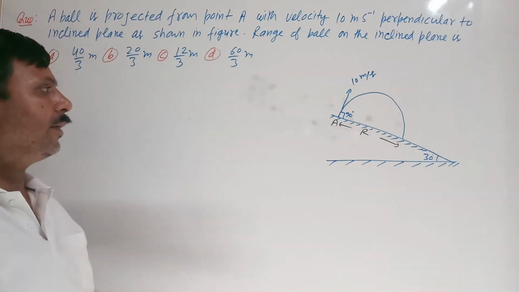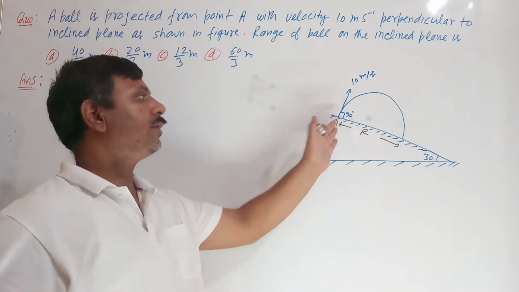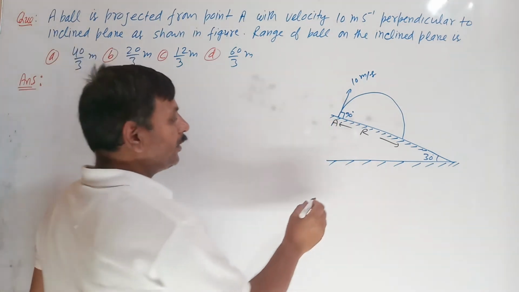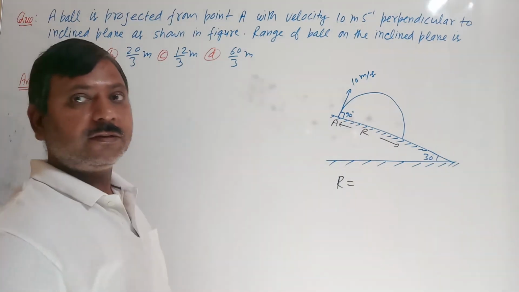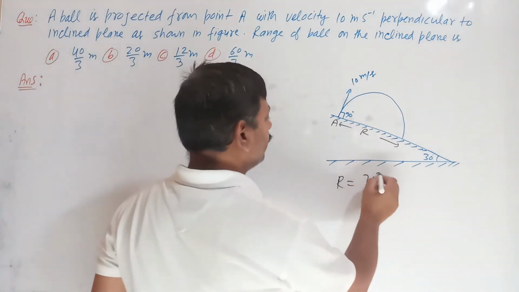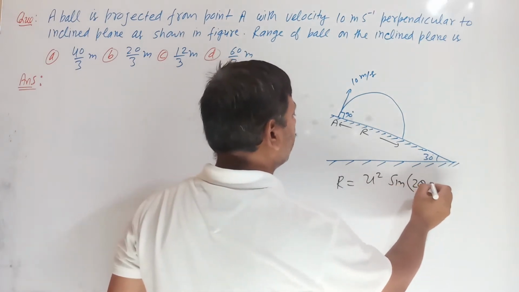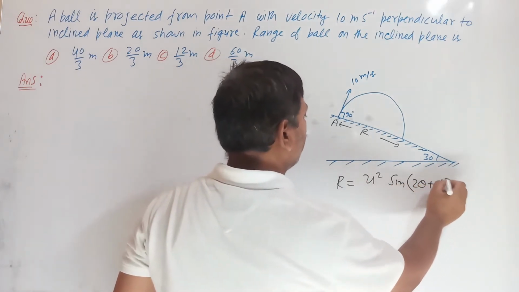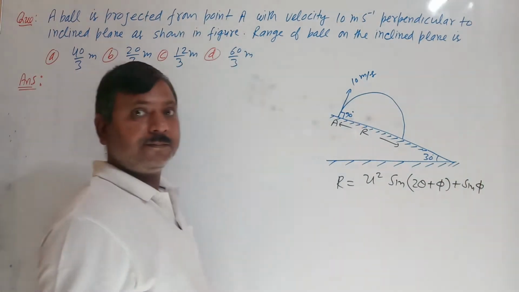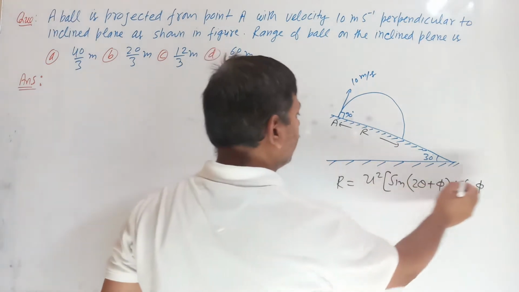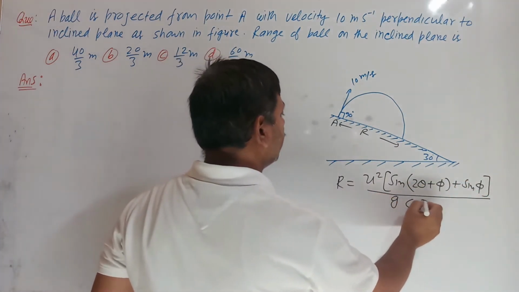See it. When a body is projected from inclined plane, what will be the formula for range? R is equal to what? U square sine 2 theta plus phi plus sine phi divided by g cos square phi.